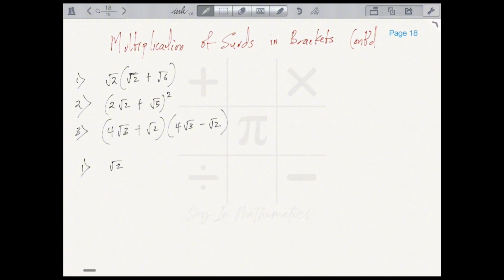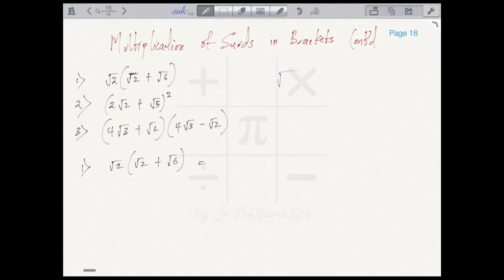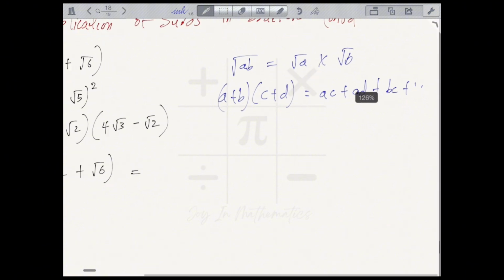So, in the first question, we have root 2 into root 2 plus root 6. Just as we have done before, remember we are applying the laws of surds. That says root AB is equal to root A multiplied by root B. And also, A plus B multiplied by C plus D in algebraic expansion will give us AC plus AD plus BC plus BD.